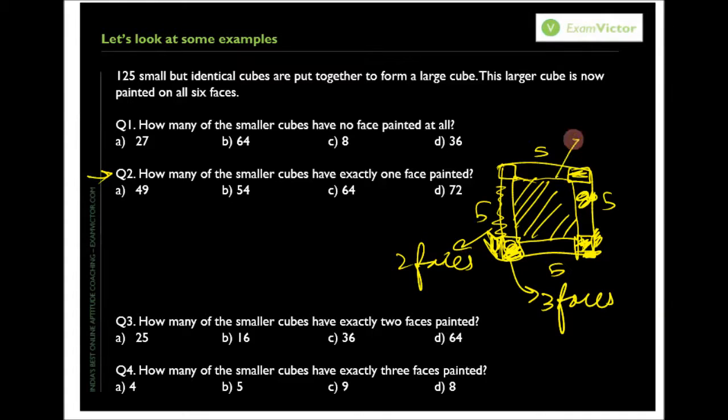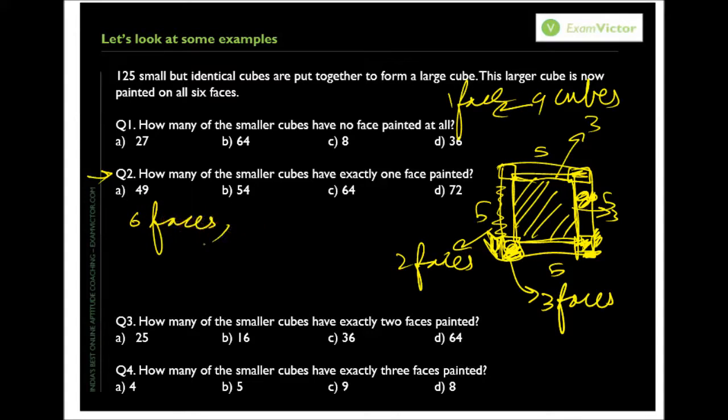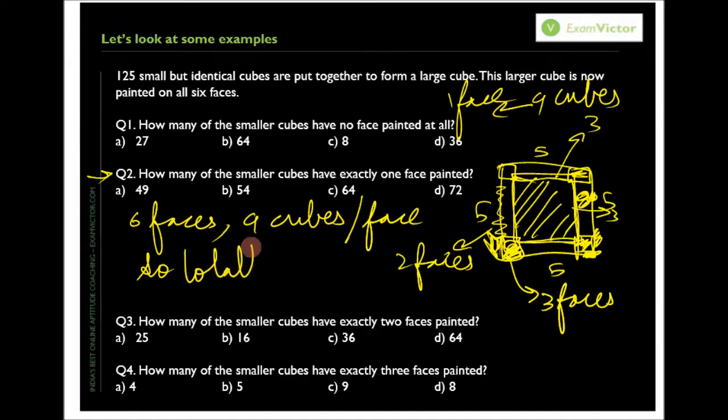So we already know the square is of side 3. So in this face, just on this face, there are 3 into 3, 9 cubes that have one face painted. Now there are totally 6 faces. So 6 faces, 9 cubes per face. So totally equal to 6 into 9, and that is 54, which is your answer. So that is the second question.